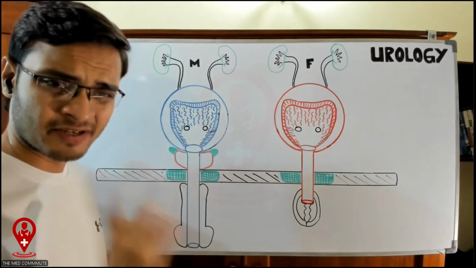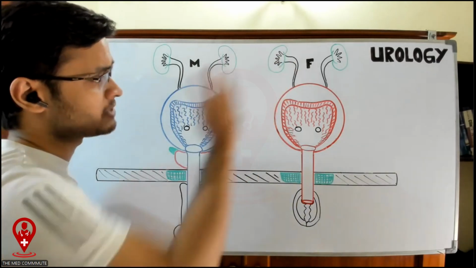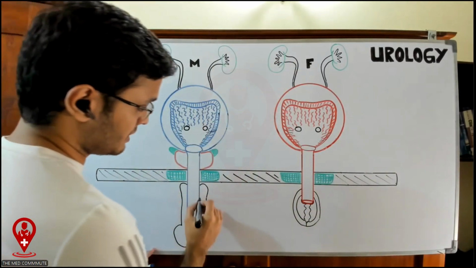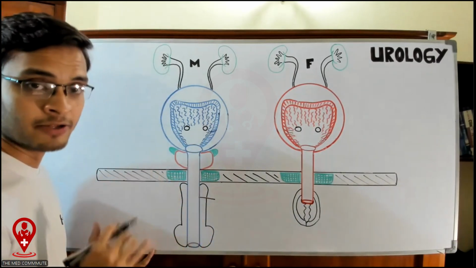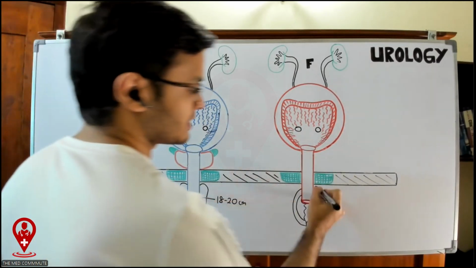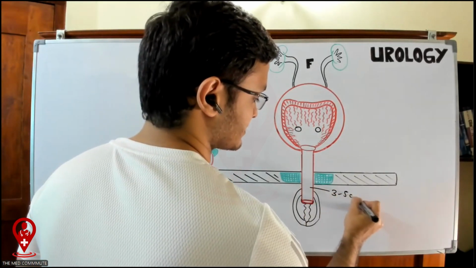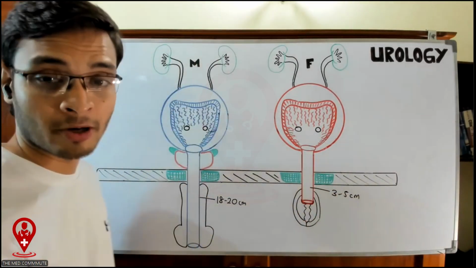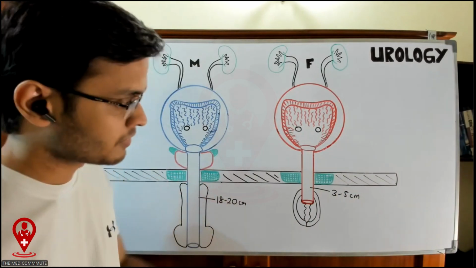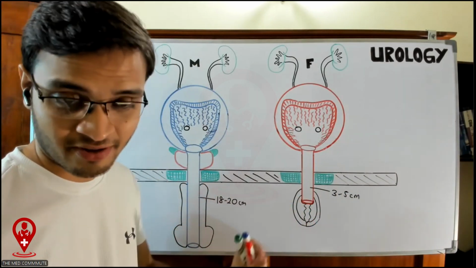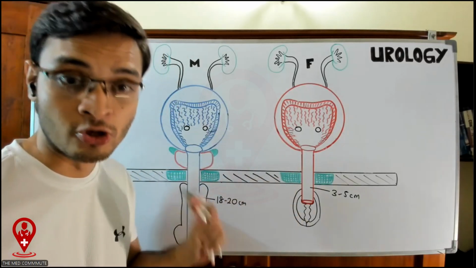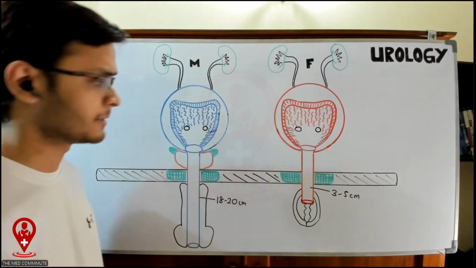Now, one of the first differences you all can see, guys, between the male and the female urinary system is the length of the urethra. If we go to specifics, the male urethra is about 18 to 20 centimeters, whereas the female urethra is only about 3 to 5 centimeters. Now, this is important. Why? Later we will talk about it in our discussion about urinary tract infections. This difference in length is one of the primary reasons why females are affected more in terms of UTIs. We'll talk about that later.